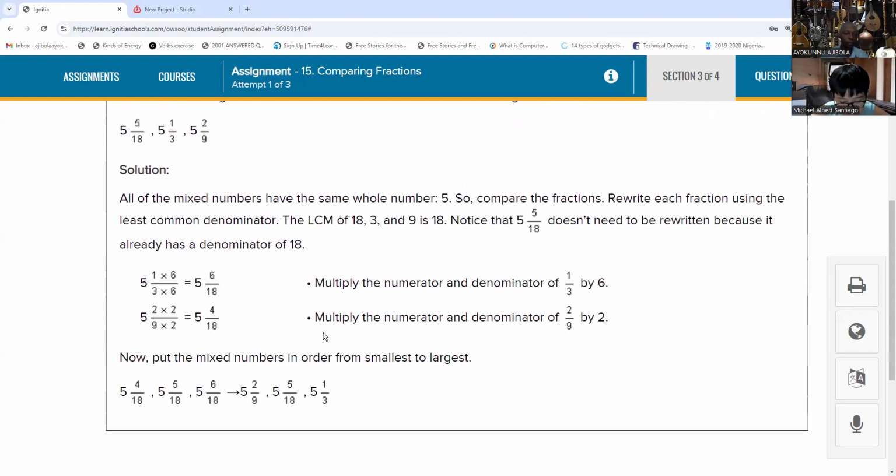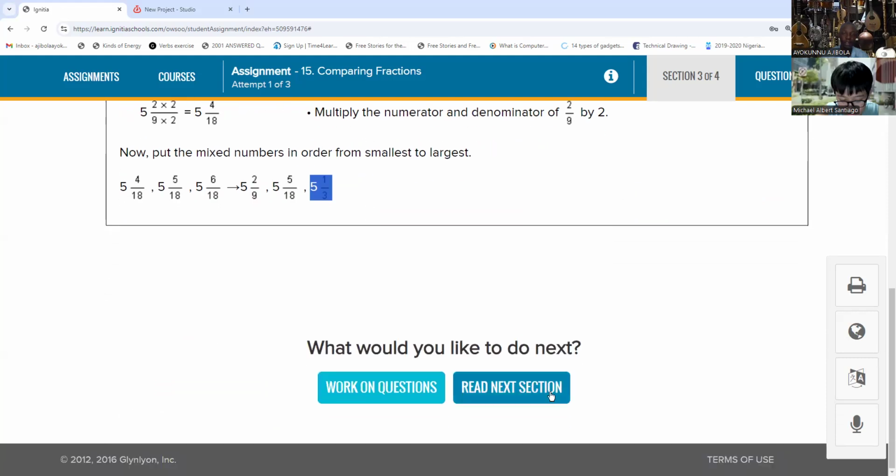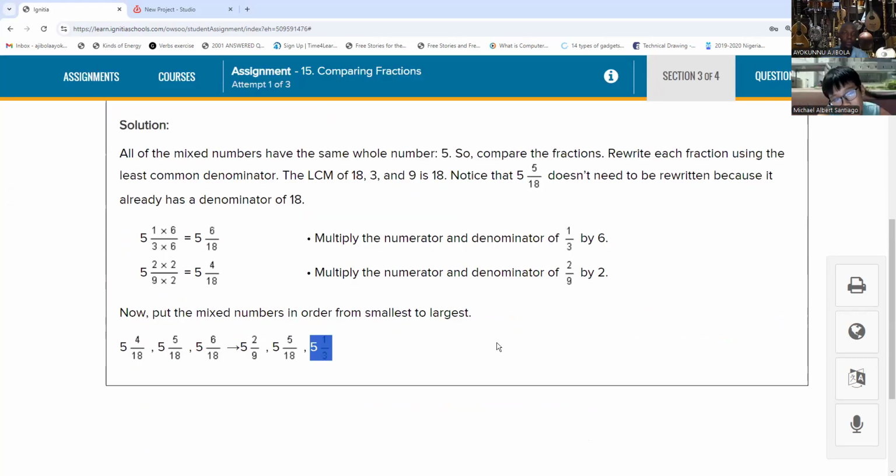So let's see. The smallest is 5 and 2 over 9. Can you see it here? Yes. Then followed by 5 and 5 over 18, which is the first one. And lastly, followed by 5 and 1/3. Okay? Let's see what the next session holds.